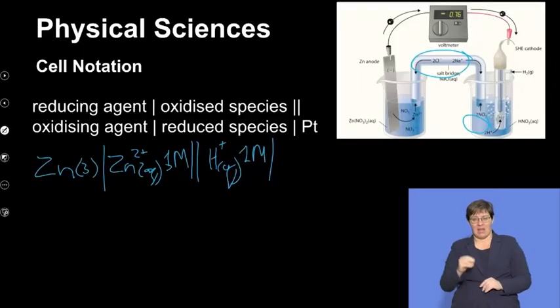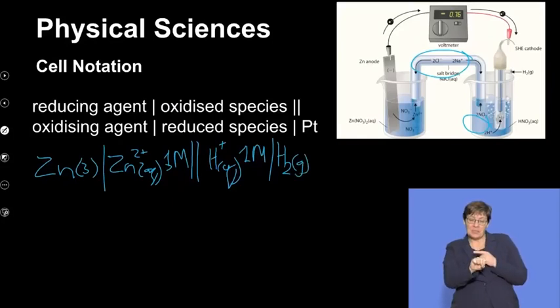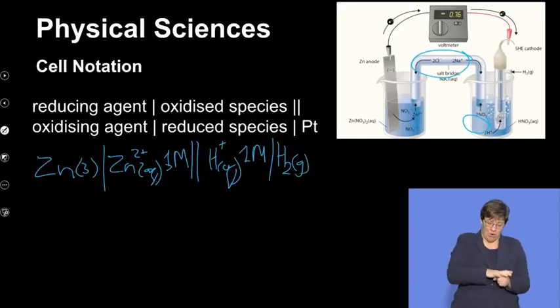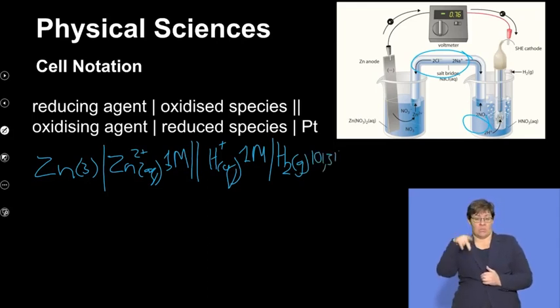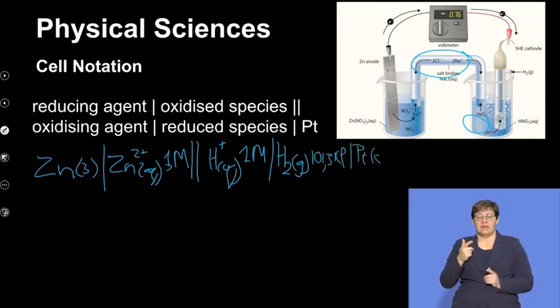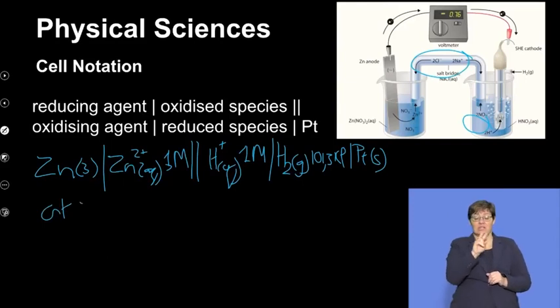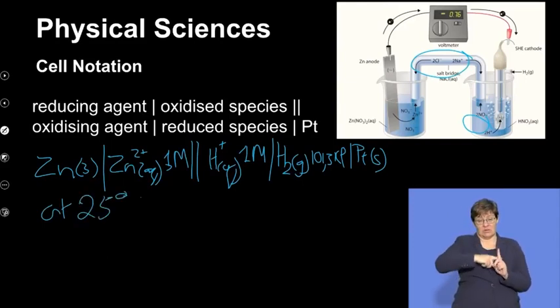And so we're going to be very clear about that. Hydrogen gas, okay, and we'd recognize that's at a particular pressure, 101,3 kilopascals. And the final thing that we're going to do is put in the platinum electrode, which is the solid. So if you follow that pattern, you'll be able to get the cell notation. Very important, and I almost forgot it, we must say at 25 degrees Celsius.